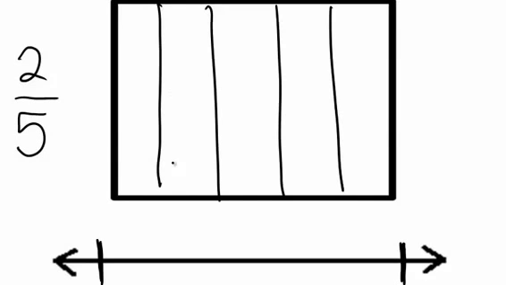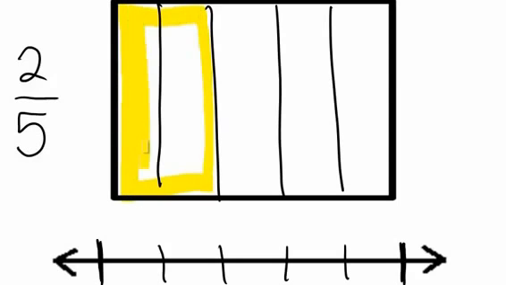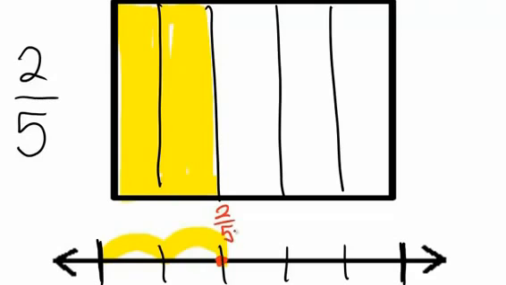It would look like this if we're breaking a shape into 5 equal pieces. We do the exact same thing on the number line. The numerator tells us to think about 2/5, or 2 of those equal pieces. For the shape, it looks like this. For the number line, it looks very similar. 1/5, 2/5. This spot right here is where 2/5 is located on the number line.